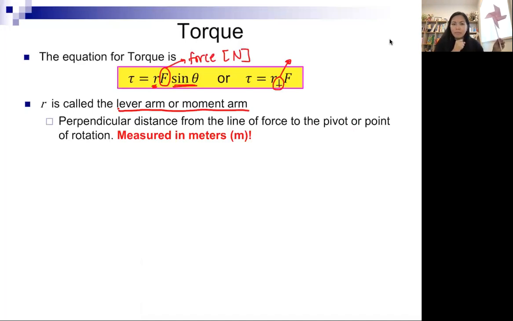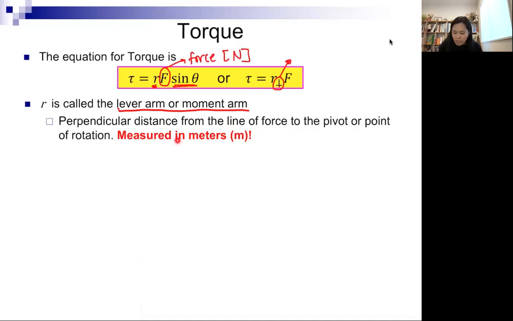Does that make sense? What the lever arm or moment arm is, and how you determine it? Good. We will be determining the lever arm a lot when we want to determine the torque on objects. There will be a lot of opportunities, and we'll see a lot of examples of how we determine the lever arm. But for now, we're just defining the lever arm. It's that perpendicular distance from the line of force to the pivot point of rotation.